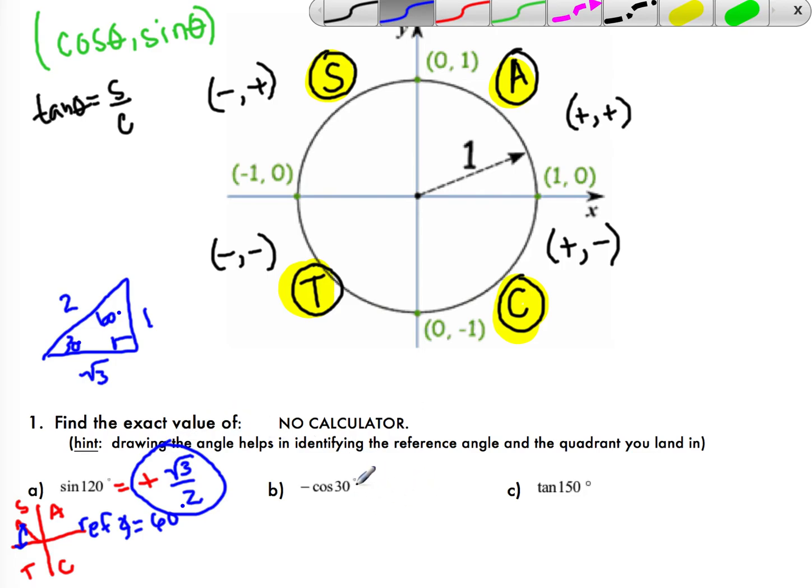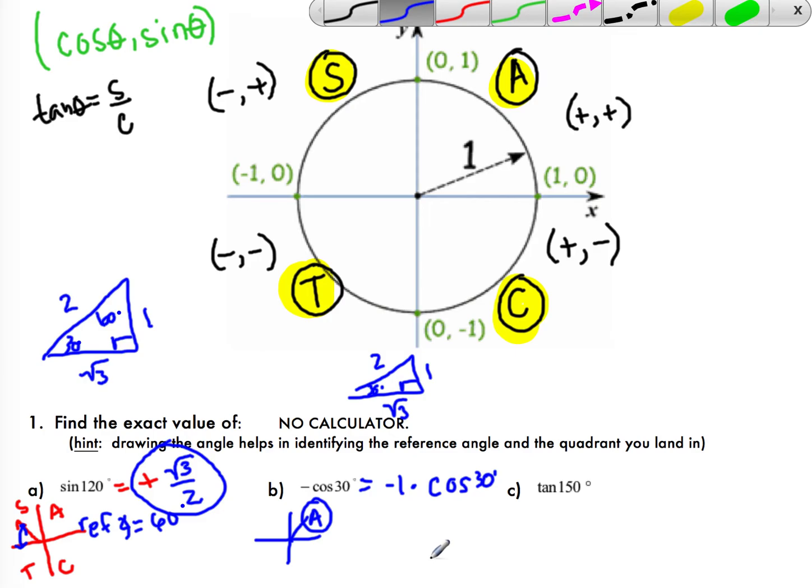Negative cosine of 30, well, that's just negative 1 times the cosine of 30. So all we have to do is find the cosine of 30. 30 degrees lands here. We know all of our values are going to be positive, so we just have to worry about cosine of 30 being positive. We're looking at our 30, 60, 90. If you draw each time, this stuff will become more natural to you as the lesson goes on.